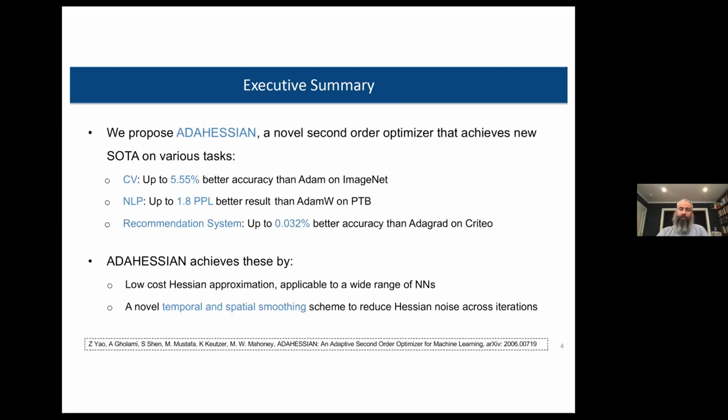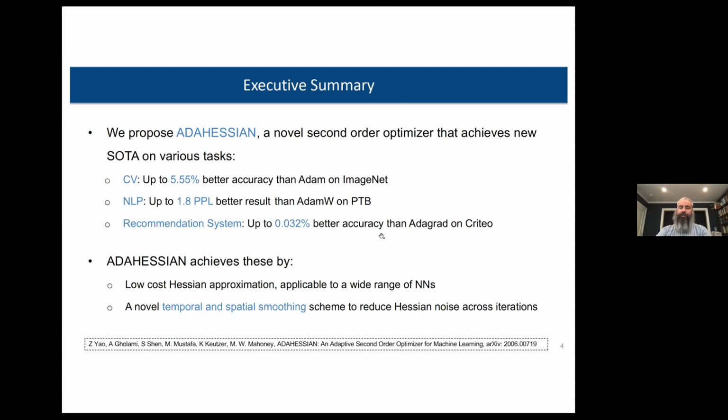So we're going to talk about training algorithms, and we're going to talk about Adahesian. Adahesian is going to be a novel second order optimizer, and it's going to achieve state of the art on a fairly wide range of tasks. There are going to be tasks for computer vision, tasks for natural language processing, and tasks for recommendation systems.